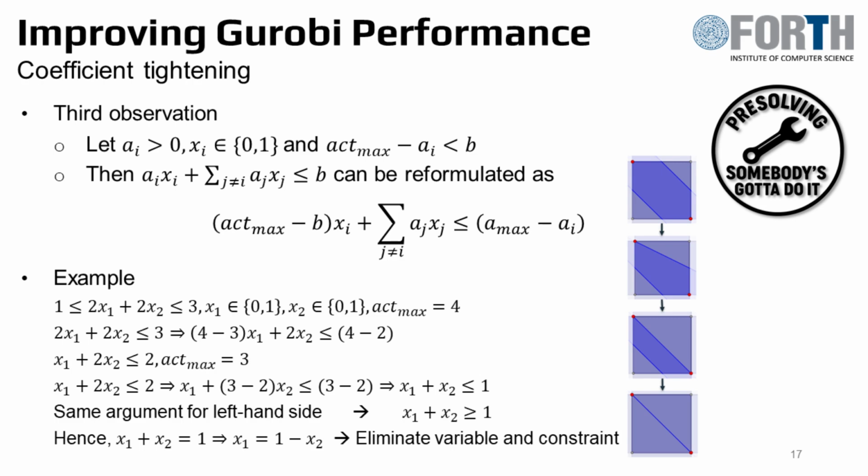Applying the same reasoning to the lower inequality gives x1 plus x2 is greater than or equal to 1. Together, these imply x1 plus x2 equals 1. At this point, we can eliminate one variable entirely by substituting x1 equals 1 minus x2. This demonstrates how presolve can transform a small mixed integer constraint into an equality that allows variable elimination. The dimensionality of the model decreases before the main search even begins.